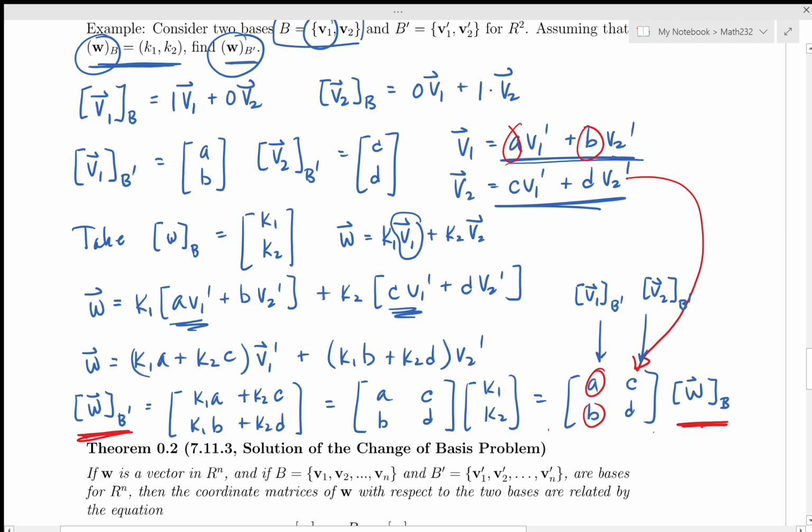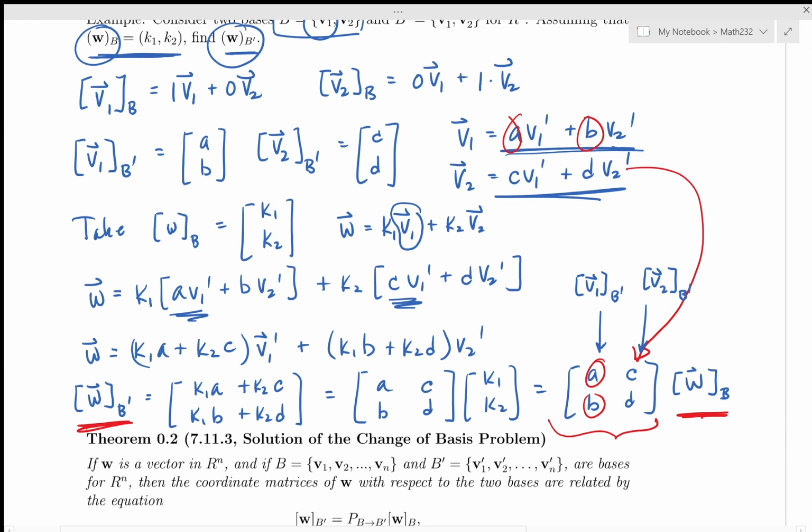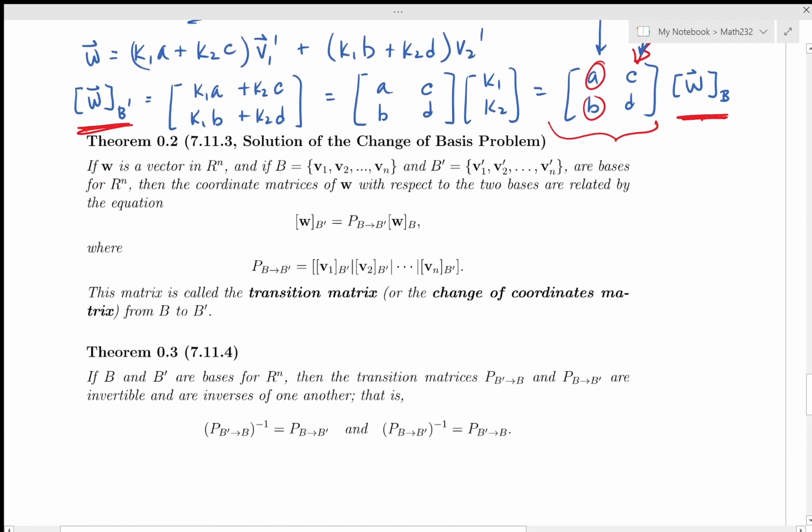So what we have to do is figure out how to reliably find that matrix, and we see how to do it here in the 2x2 case. So let's get the theorem out here that is going to tell us how to do this.